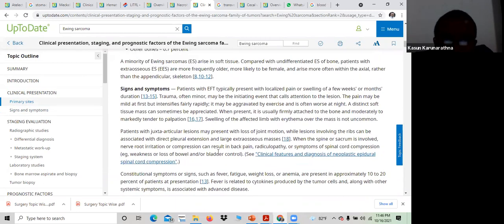A distinct soft tissue mass can sometimes be appreciated. When present, it is usually firmly attached to the bone and moderately to markedly tender to palpation. Swelling of the affected limb with erythema over the mass is not uncommon. This is the exact clinical picture given in the MCQ, right?